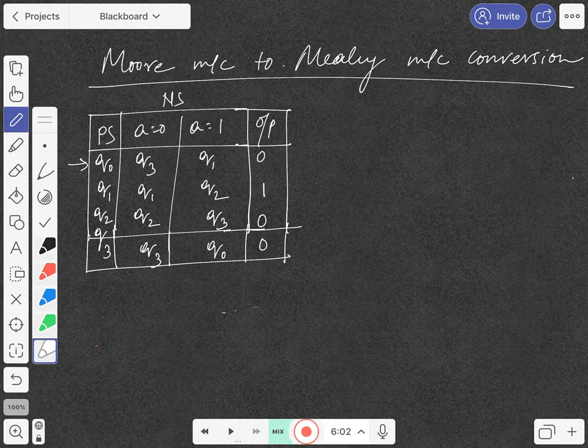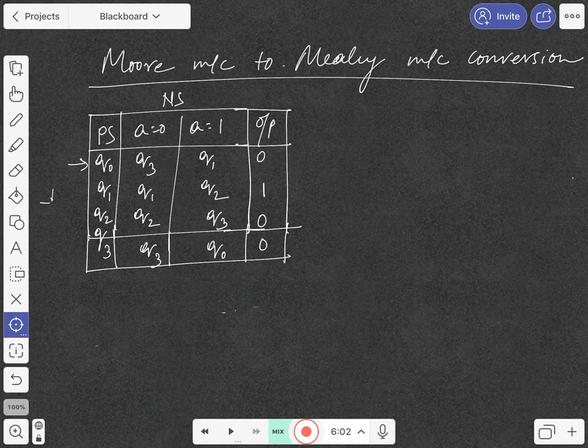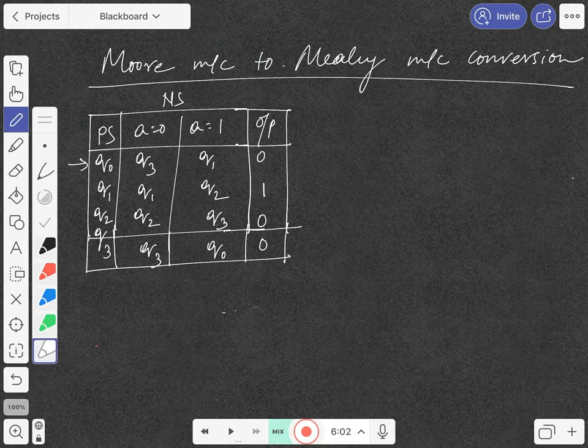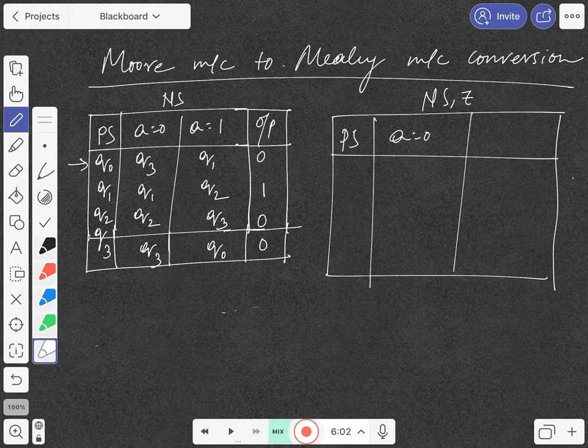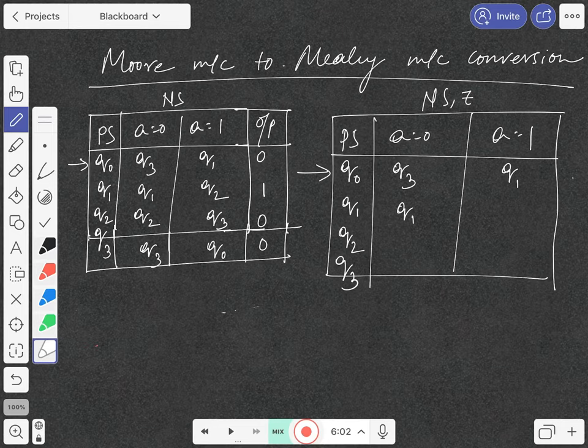Now to convert it to Mealy machine, we have to write the output that is associated with Q3 over here, the output that is associated with Q1 over here. Now what is the output of Q3? We know that the output of Q3 is 0. In this case, each of the states will be associated with a single output only, unlike the Mealy machine that we have seen earlier. So for this Q3, the output should be 0.